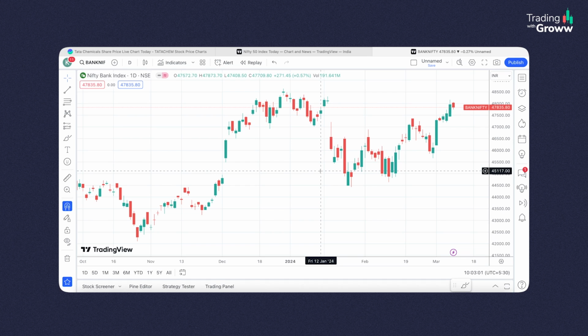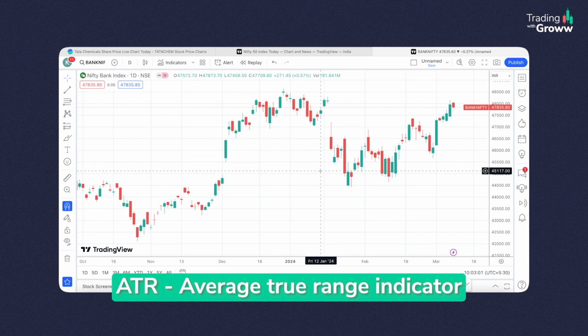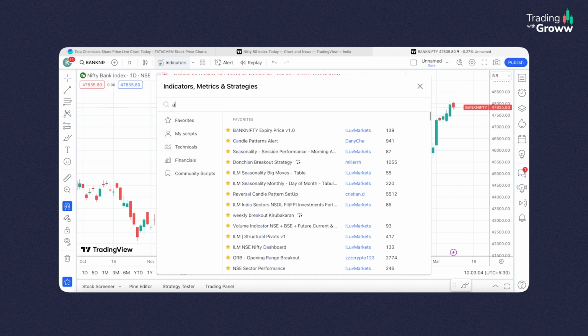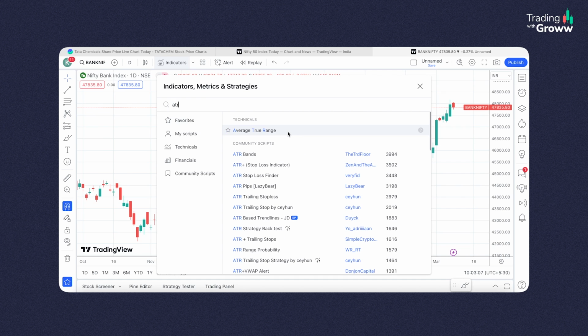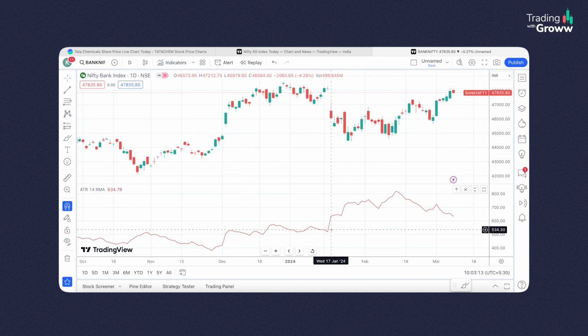And the next one I'm going to talk about is ATR. So when I say ATR, most of the people type the ATR, average true range, which by default comes as an indicator. If they apply it, that is going to plot the average true range one can expect in absolute terms. Say currently the ATR is showing 637 points, which means this is the ATR level on a daily time frame of the Bank Nifty chart.